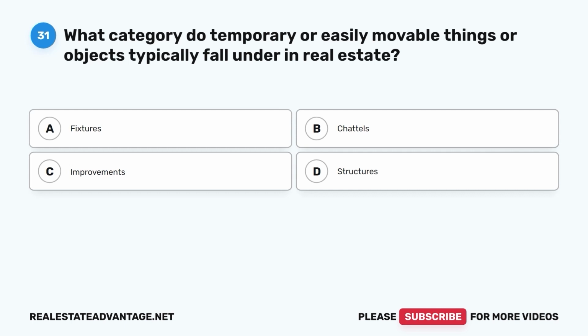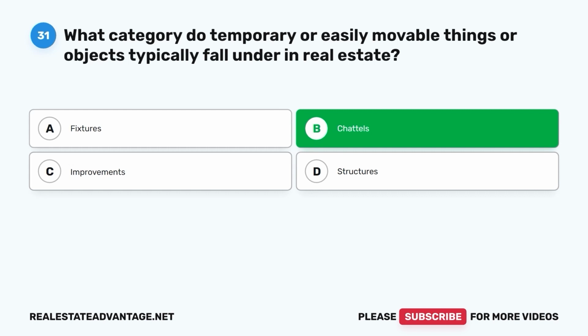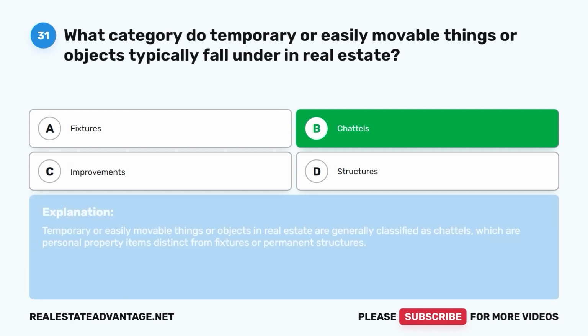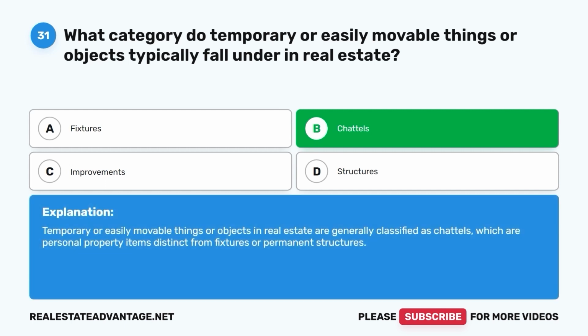A. Fixtures. B. Chattels. C. Improvements. D. Structures. The correct answer is B. Chattels. Temporary or easily movable things or objects in real estate are generally classified as chattels, which are personal property items distinct from fixtures or permanent structures.